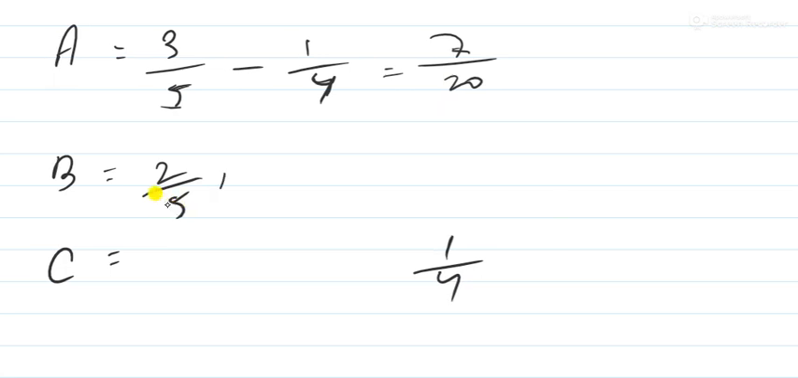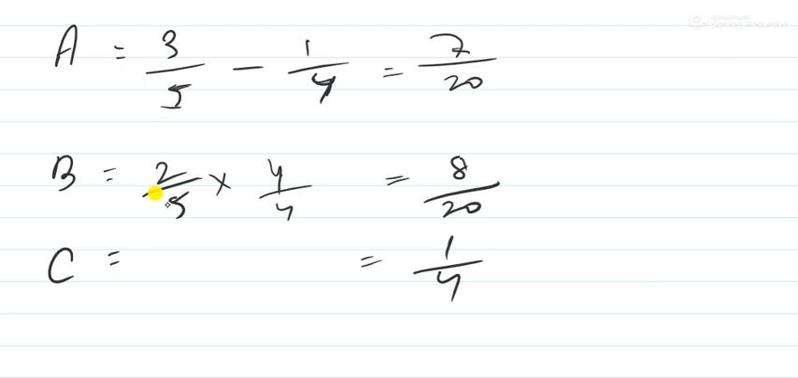So in order to change this into 20, we have to multiply it by 4. Correct? 5 fours are 20 and 2 fours are 8. So if you change the denominator, you have to change the numerator also by the same degree. Okay, so this becomes 8 by 20.